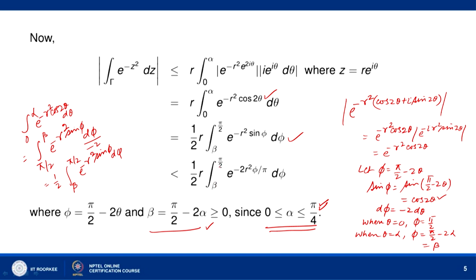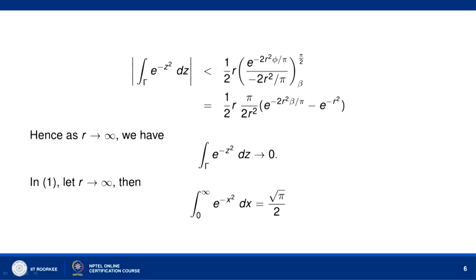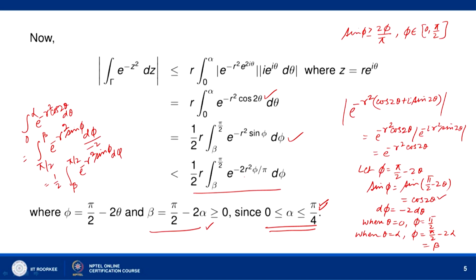So, in the integral from beta to pi by 2, we know, as we have seen earlier, sin phi is greater than or equal to 2 phi over pi when phi belongs to the interval 0 to pi by 2. This is Jordan's inequality. So, for sin phi we put 2 phi over pi, and we get e to the power minus 2 r square phi over pi. So, from here we come to this. Now, mod of the integral over gamma of e to the power minus z square dz is less than this. We have just integrated here e to the power minus 2 r square phi over pi.